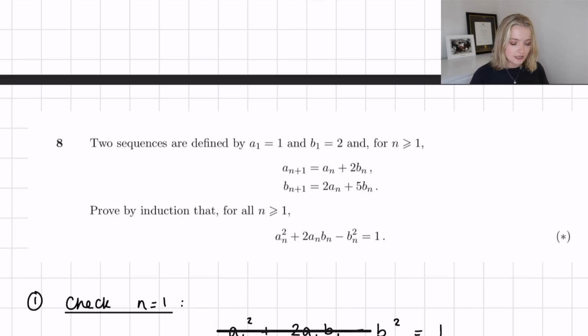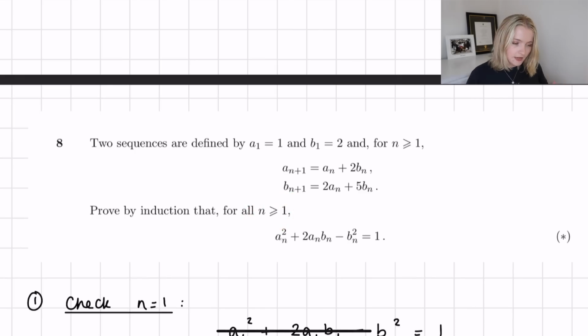So the question itself says two sequences are defined by a1 equals 1, b1 equals 2, and for n greater than or equal to 1, we have these relations here for a_(n+1) and b_(n+1), and we're asked to prove by induction that this holds for all n greater than or equal to 1.